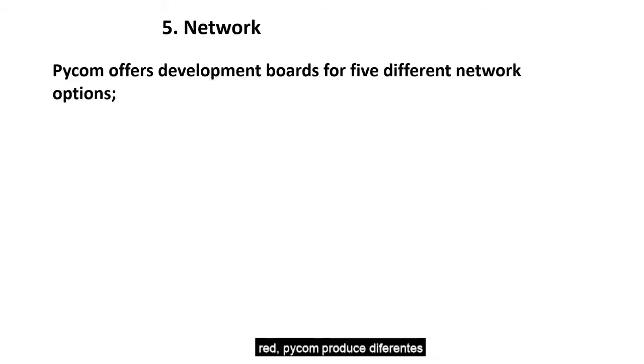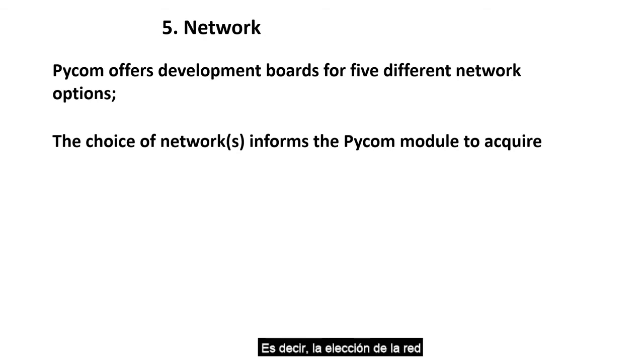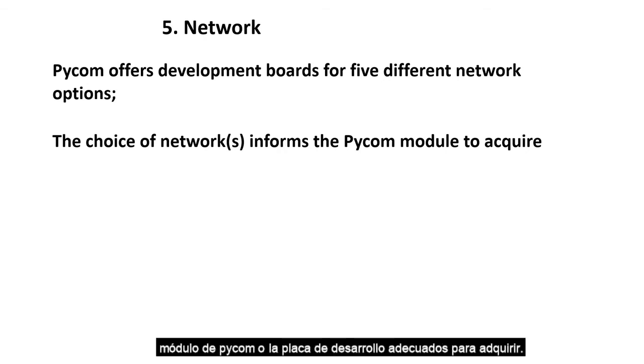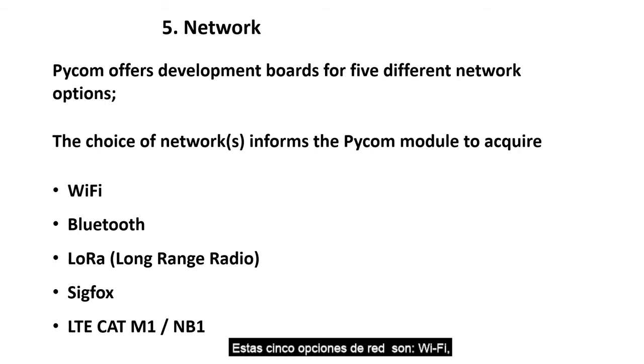The fifth and final component of a processing unit is a network. PyCom produces different development boards that allow a user to choose from based on the network preferred. That's to say that the choice of network to use for your IoT project should inform you on the right PyCom module or development board to procure. These 5 network options are Wi-Fi, Bluetooth, LoRa, Sigfox, or LTE.